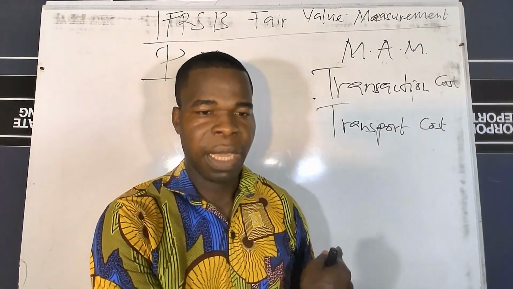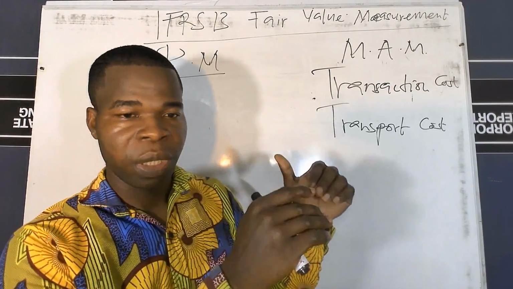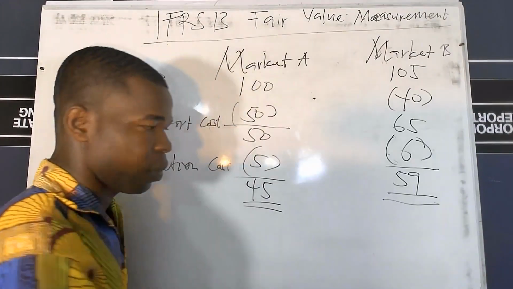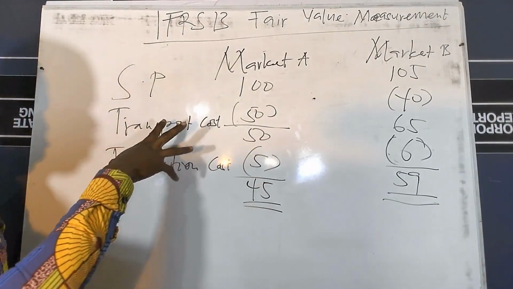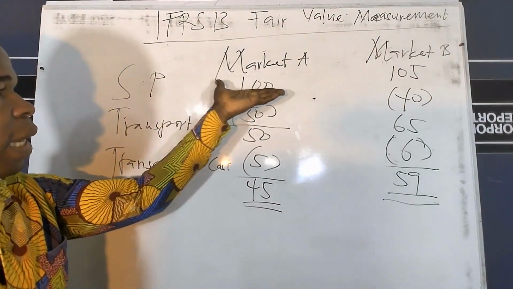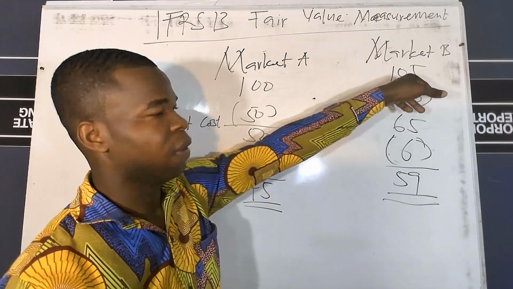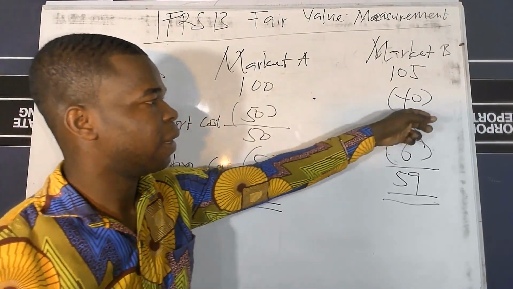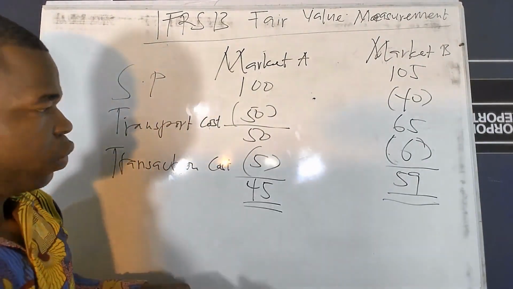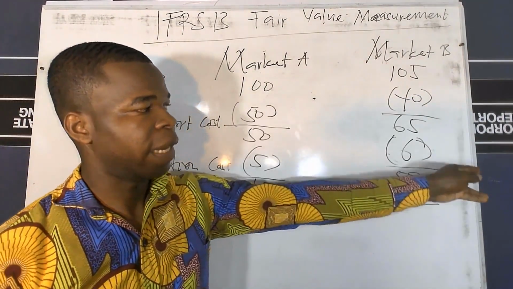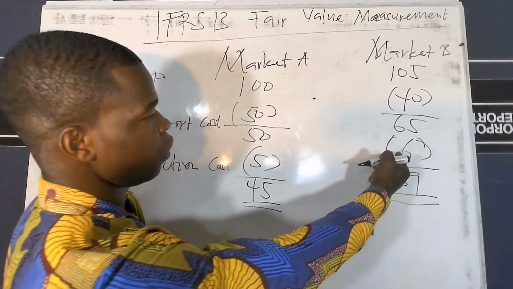Let's quickly take a practical example to establish the difference between the principal market and the most advantageous market. Assuming that we have market A and market B, with the selling price in market A 100 and selling price in market B 105. We have a transport cost of 50 in market A and 40 in market B. We also have the transaction cost in market A to be 5 and that of market B to be 6.